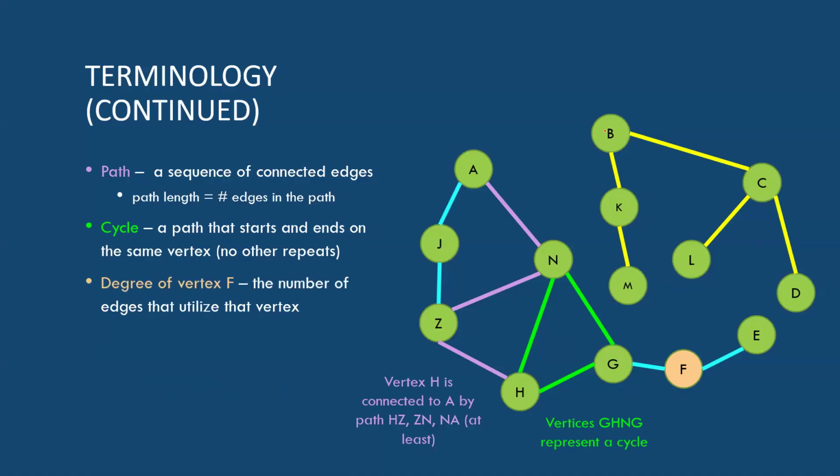The degree of a vertex is how many direct friends or neighbors it has. We call those adjacencies. So the degree of F here would be 2, the degree of C would be 3, and so on.